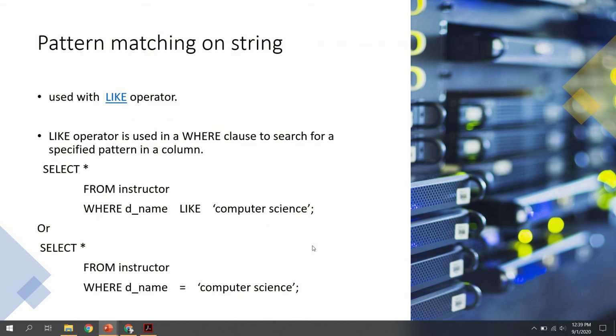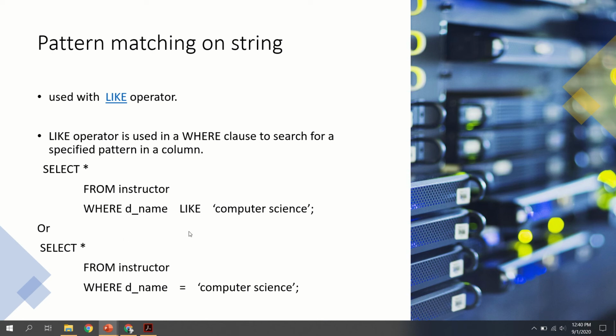The next important point about strings is how we can do pattern matching. That is, suppose two strings are there, and we want to check whether the two strings are the same or similar. For that purpose, we use an operator called like. Like is the same as equal to. So suppose there is a query: select star from instructor, where the attribute name, that is the department name, like computer science.